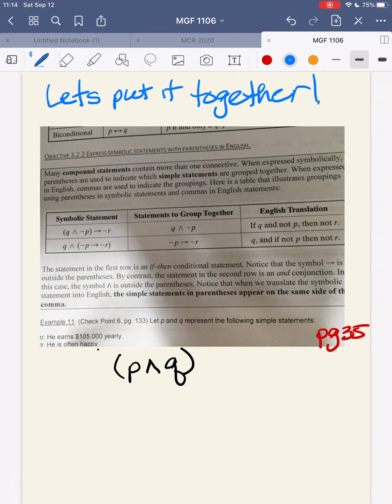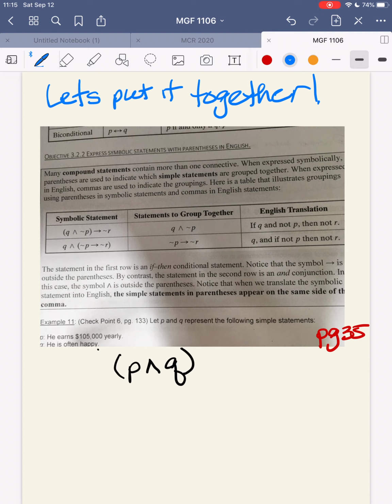Let's put it all together because now we've got all these things in one section, and now we're going to start to group these things together. We had the negation, the conjunction, the disjunction, the conditional, and the biconditional. The table on those is actually on top of page 35, above what I have here. Now we want to talk about grouping these into compound statements.